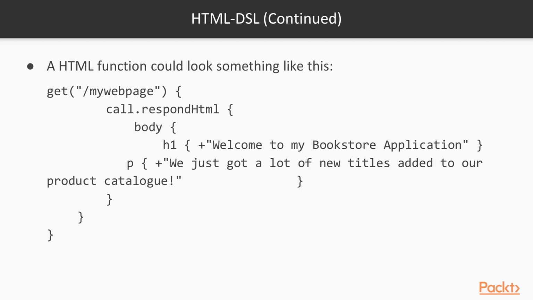An HTML function could look something like this. First, we have the route in the top, which responds to the get. Then we are responding with call.respond.html, and then we set the body of the HTML. Inside the body, we have a headline, h1, and then we have a paragraph under that. So it looks almost like HTML, it is just Kotlin code.